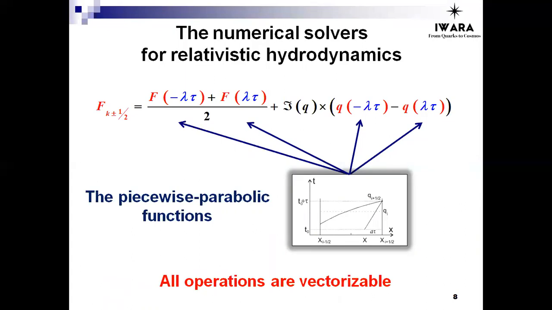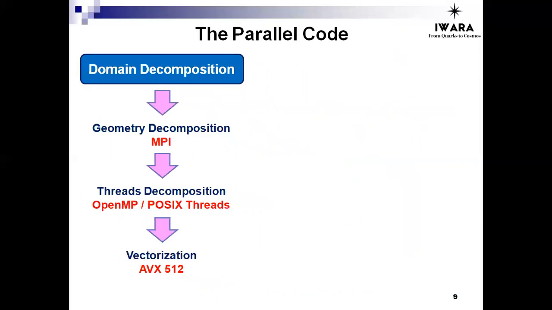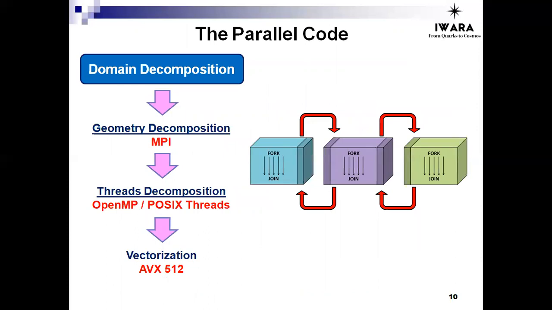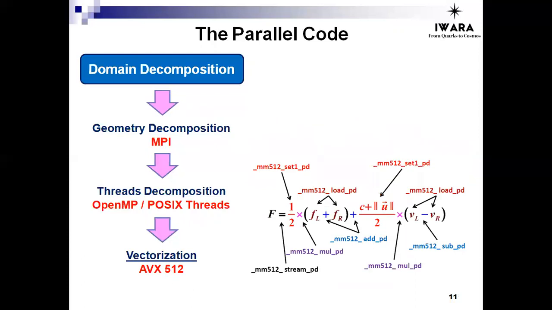In this flux, we can use piecewise parabolic, piecewise linear, piecewise cubic, or generally piecewise polynomial functions for reconstruction of flux and solution. It's very important for construction of high-order numerical methods. Of course, these polynomial functions are safely vectorizable in numerical methods. In the parallel code, we can use domain decomposition, geometry decomposition by means of MPI technology, and thread decomposition by means of OpenMP and POSIX threads technology in the fork-join idea. And on low level, we can use vectorization by means of AVX technology.